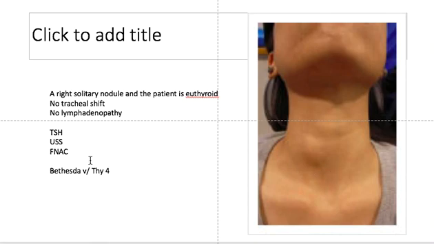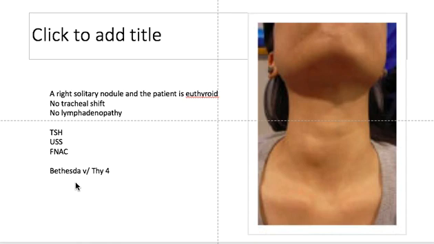And then it came as Bethesda 5. Now Bethesda 5 is suspicious of malignancy. This is equivalent to the previous Thy classification 4. The comparison of these two I'll come to a little later, but anyway in our hospital it's reported as Bethesda, so it came as Bethesda 5, and the pathologists also give their observations or recommendations for Bethesda 5, and in this one they said it's highly suspicious of malignancy.